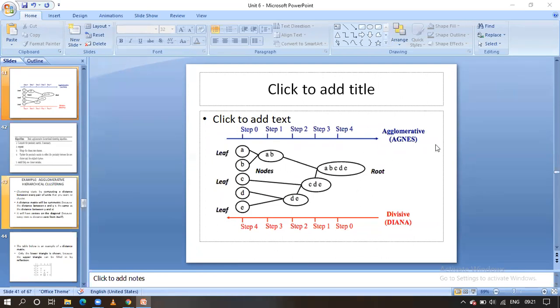Any doubts related to agglomerative hierarchical clustering and divisive hierarchical clustering? Let us revise the agglomerative hierarchical clustering algorithm.